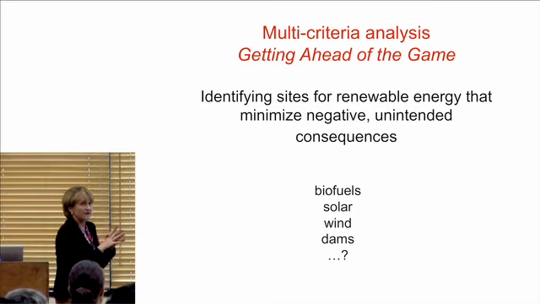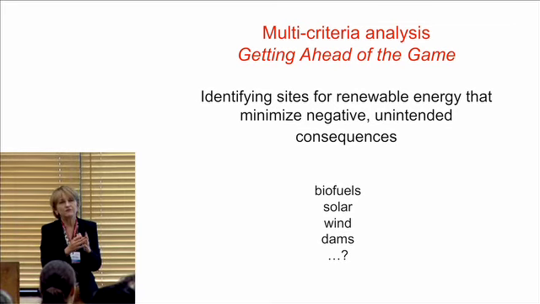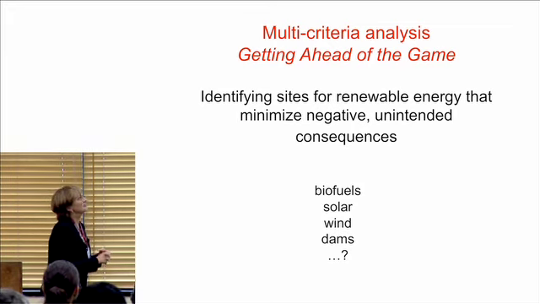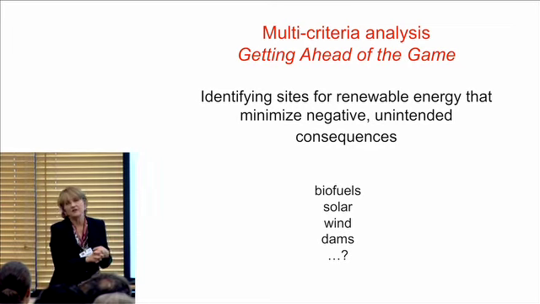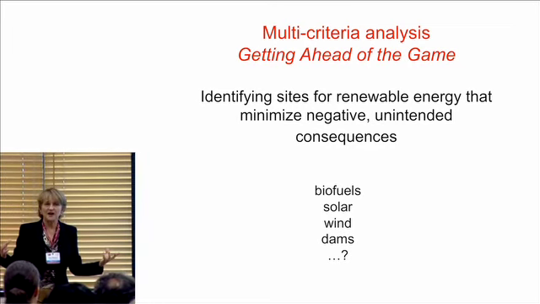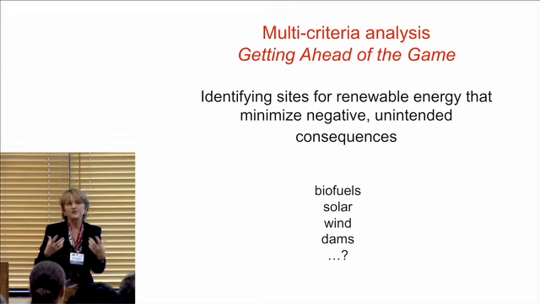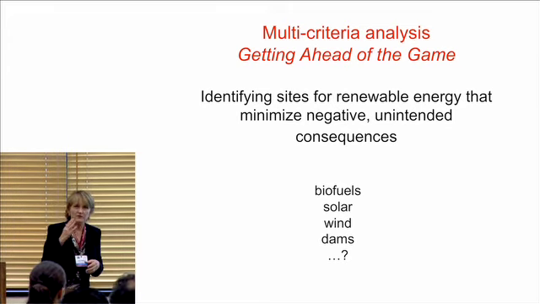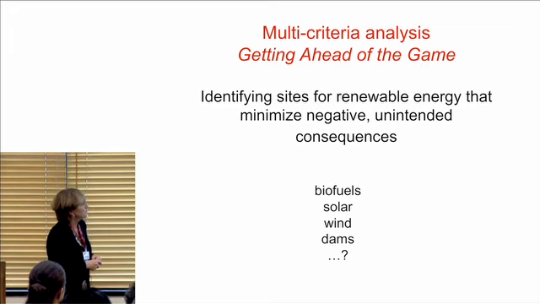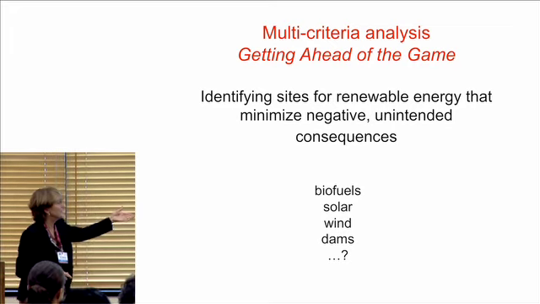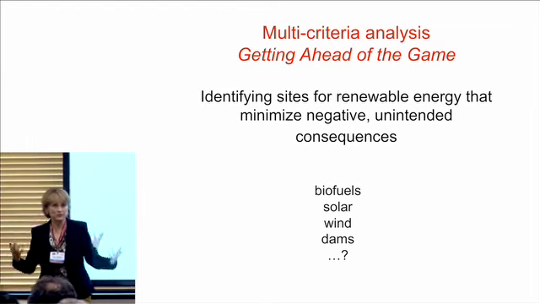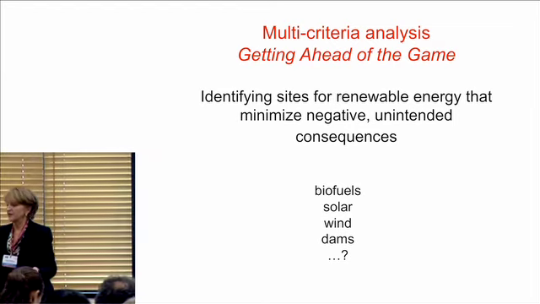Okay, so another very general type of tool that is very useful in trying to make choices that don't have negative impacts is multi-criteria analysis. This is basically spatial analysis of land or water systems to try to understand where different energy choices make sense. I think it's been used now for biofuels, solar, wind, dams, and probably could be used for a lot of other kinds of things.